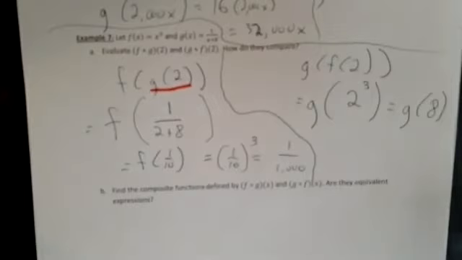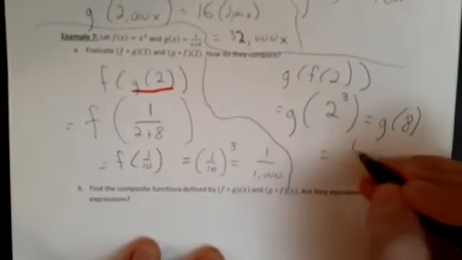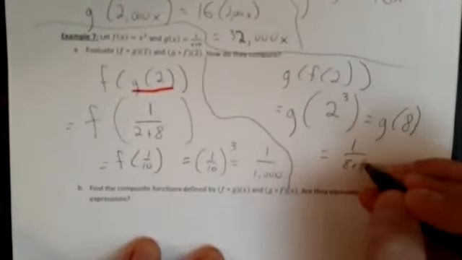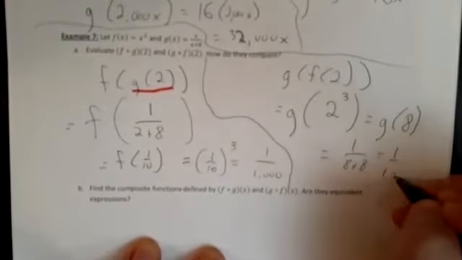G of 8 is going to give me 1 over x plus 8. If I do that, that is 1 over 8 plus 8. It's going to give me 1 over 16.